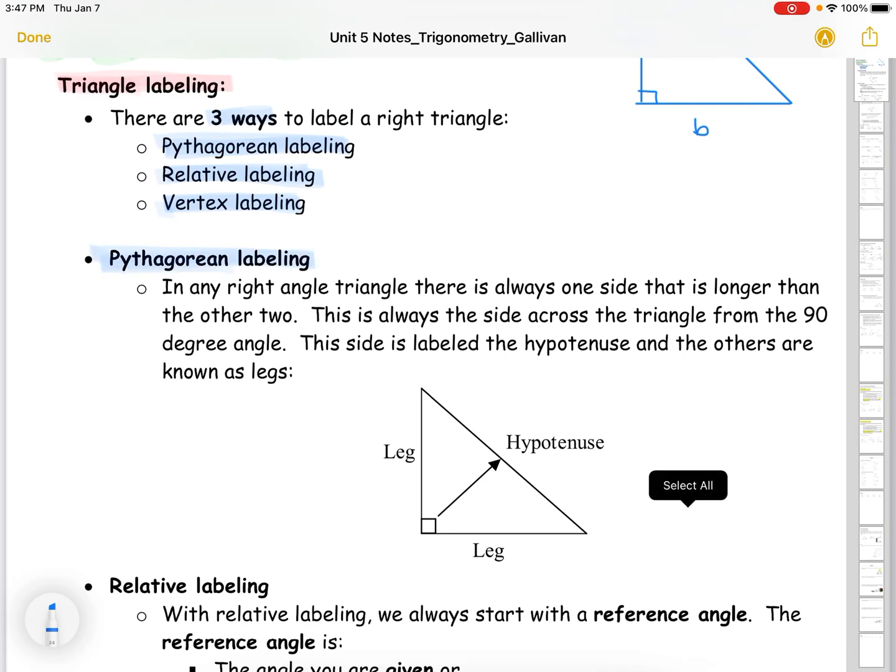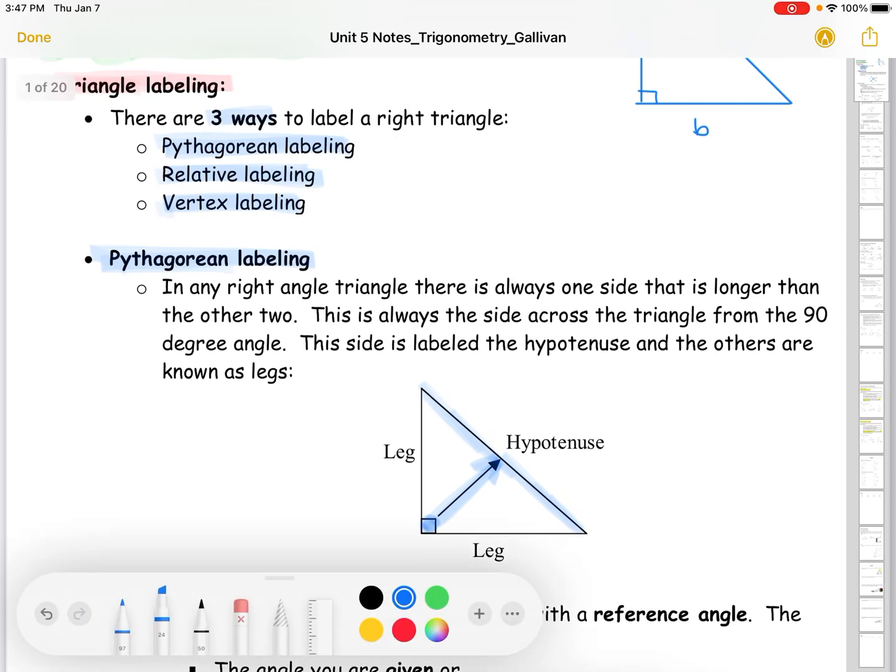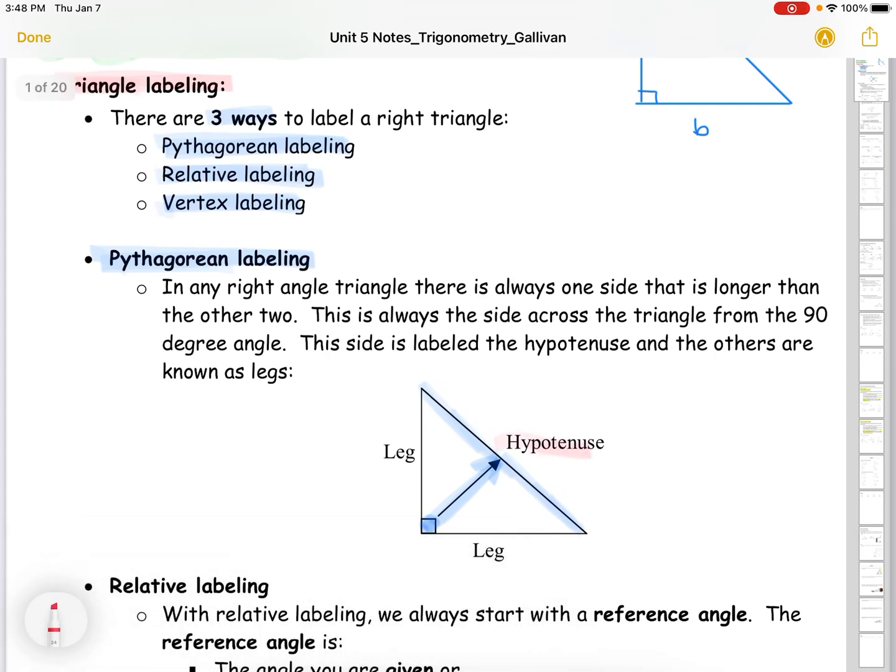In any right angle triangle, there's always one side that's longer than the other two, and this side is always directly across from the right angle. So if you have the right angle, you draw a line across, ignoring the other two legs on either side. That is the longest side, and we call it the hypotenuse. It's always labeled the hypotenuse, and the others we can refer to as just legs or sides of the triangle.